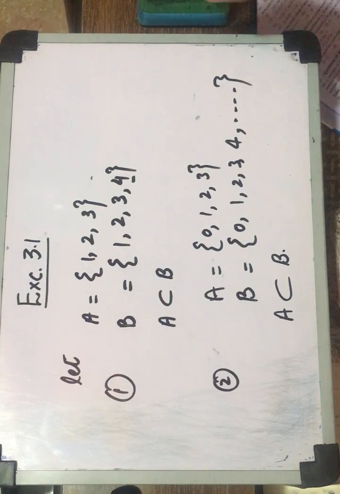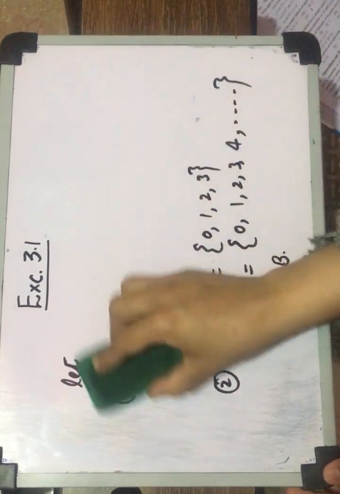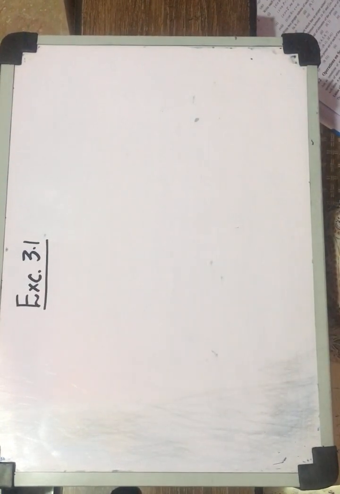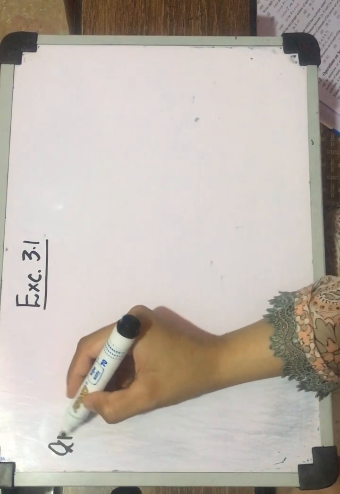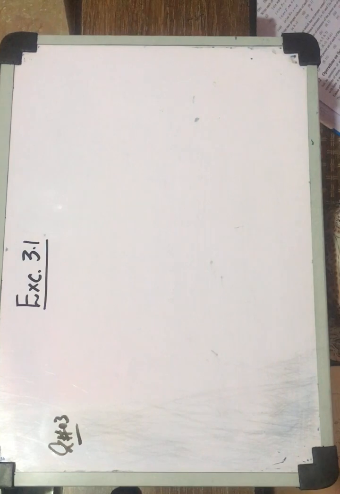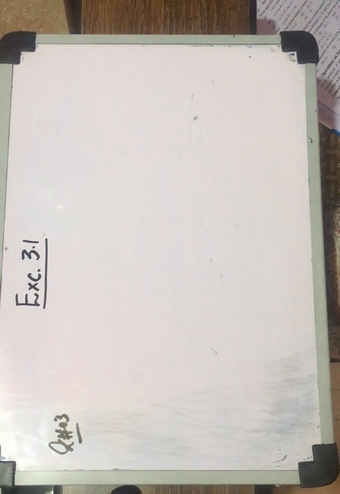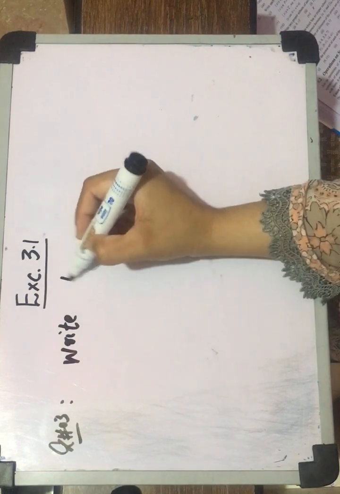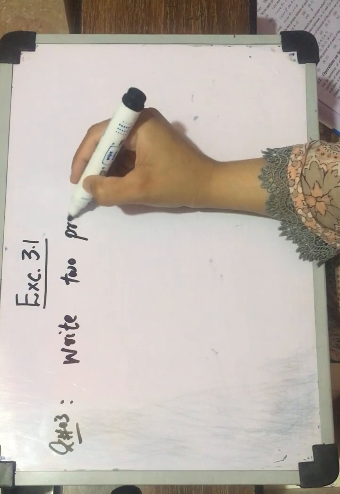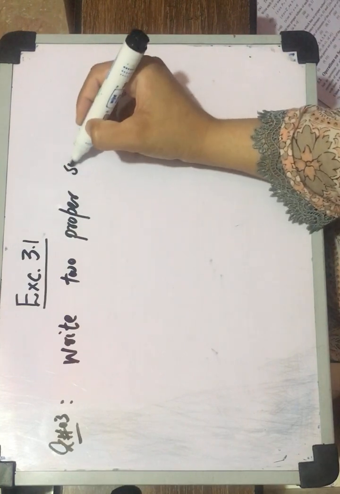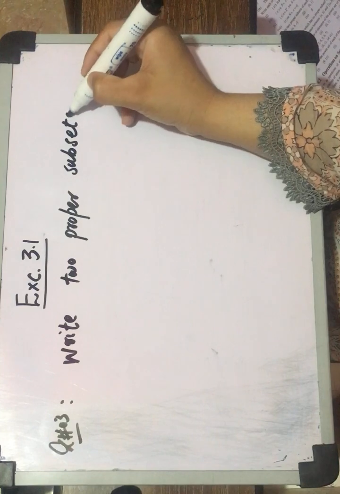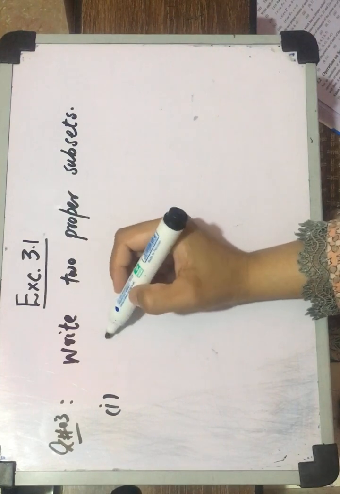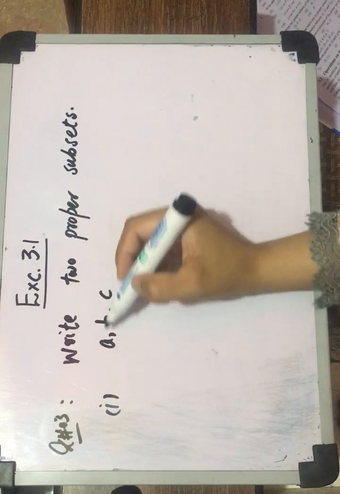Okay, now we have to write two proper subsets of the following sets in question number 3. Question number 3, write two proper subsets. Okay ji, the first one is {A, B, C}.